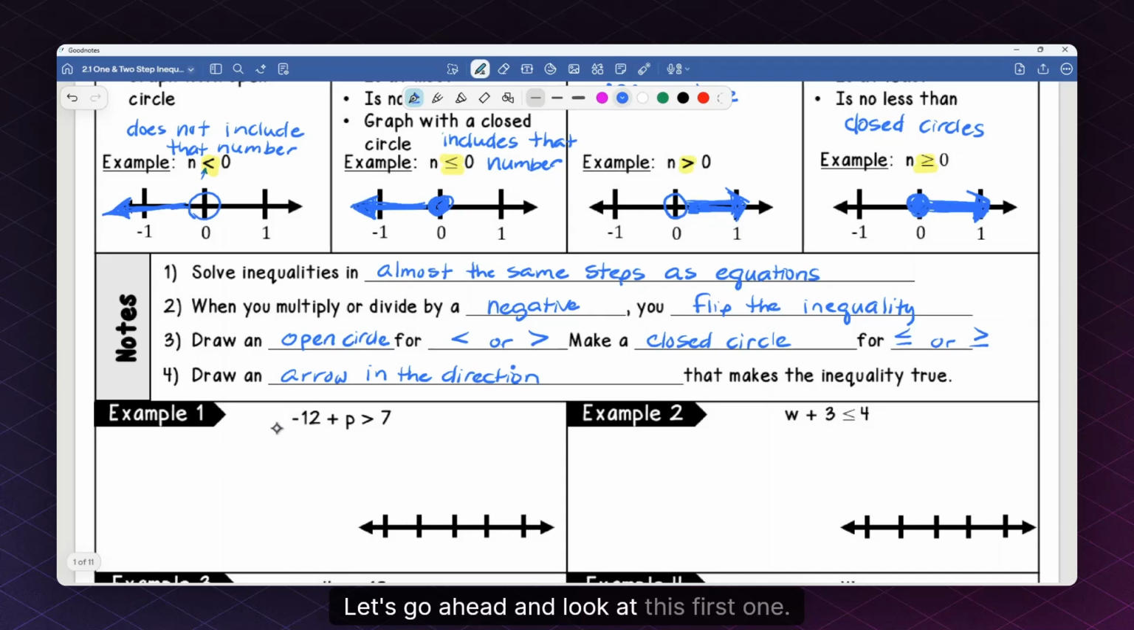Let's go ahead and look at this first one and let's solve this. Okay, so I always like to just rewrite my equation again because it gives me a chance to look everything over and to see all the different components. And so I need to get P by itself, just like regular solving an equation, but this is an inequality. And so when it says negative 12, to move it to the other side, I've got to add 12. Okay, because negative 12 plus 12 is going to give me 0. So those two cancel out.